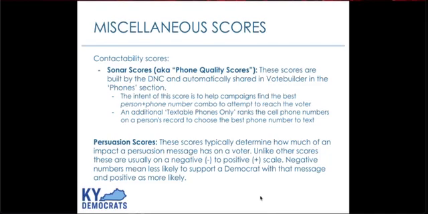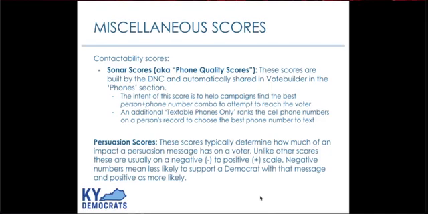So the last two, contactability scores, aka sonar scores or phone quality scores in Vote Builder. These are built by the DNC. They're automatically shared in Vote Builder in the phone section. This score is to help campaigns find the best person-phone number combo to attempt to reach a voter. That way, folks that have higher scores, for instance, you're more likely to get a hold of them. I'll show a graphic of what all this means here in a few minutes.